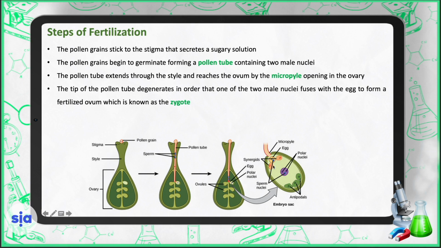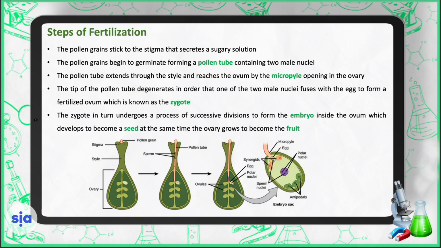The tip of the pollen tube degenerates. It will disappear so that one of the 2 male nuclei fuses with the egg to form a fertilized ovum, which is known as the zygote. The zygote in turn undergoes successive divisions to form the embryo inside the ovum, which develops to become a seed. So from a zygote to an embryo to a seed. At the same time, the ovary grows to become the fruit.